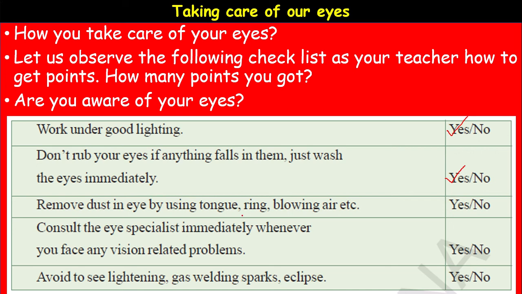Remove the dust in the eye by using a tongue, ring, blowing air, etc. So carefully you have to remove it. You should not rub it. Consult the eye specialist immediately whenever you face any vision related problems. Immediately you have to consult an eye specialist, an ophthalmologist he is called. Avoid seeing lightning, gas welding sparks, eclipse, etc. You need to follow these instructions in order to protect your eyes. Utmost care you have to take because it's the most important sense organ.